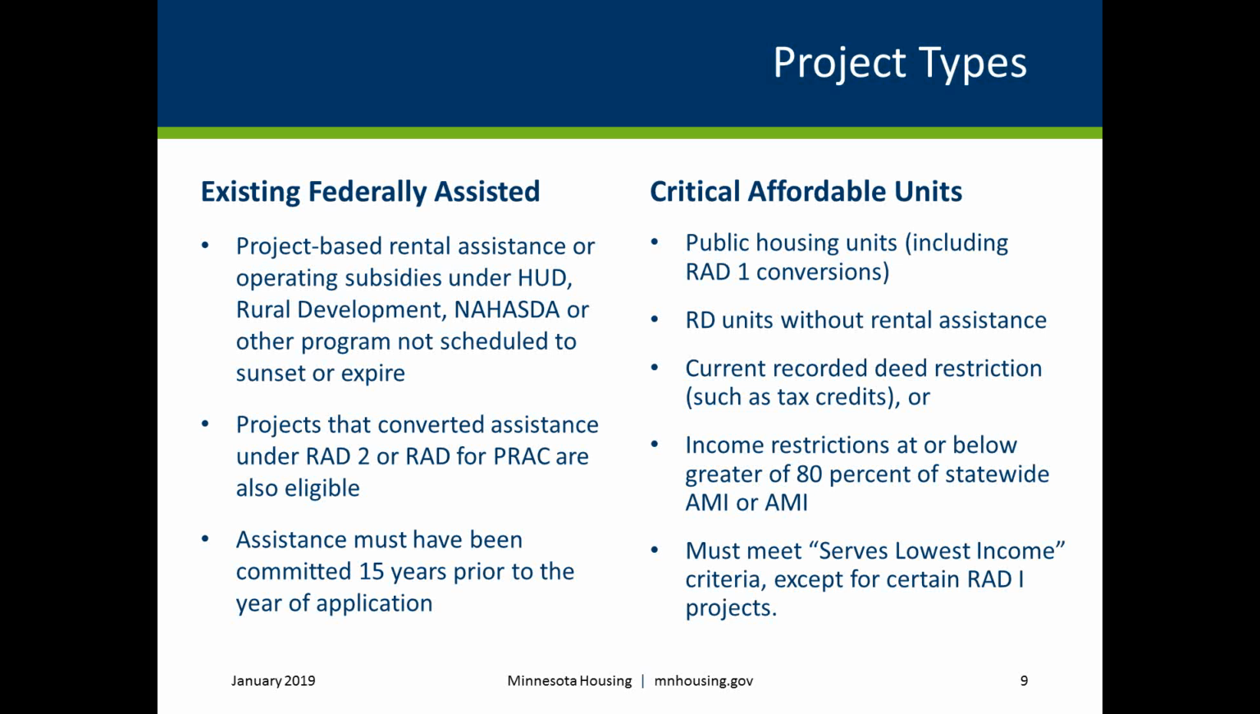Additionally, to receive points, critical affordable units must also claim and be eligible under the Serves Lowest Income Tenants Rent Reduction criterion. However, if a RAD 1 development has a project-based Section 8 rental assistance project covering more than 50% of the units, it is exempt from this requirement. Developments with critical affordable units are eligible for 6 points.